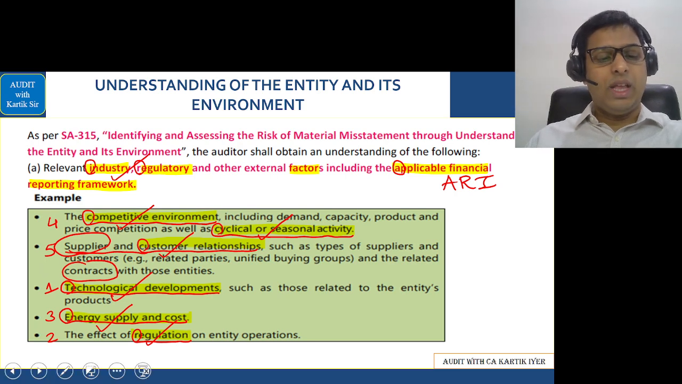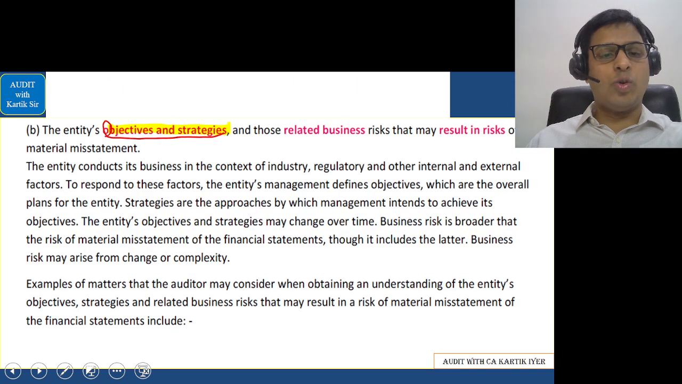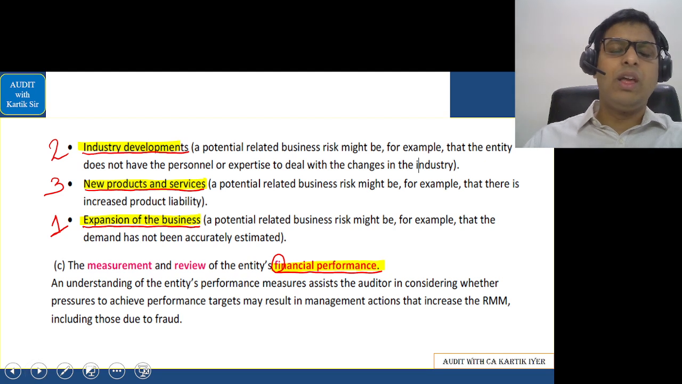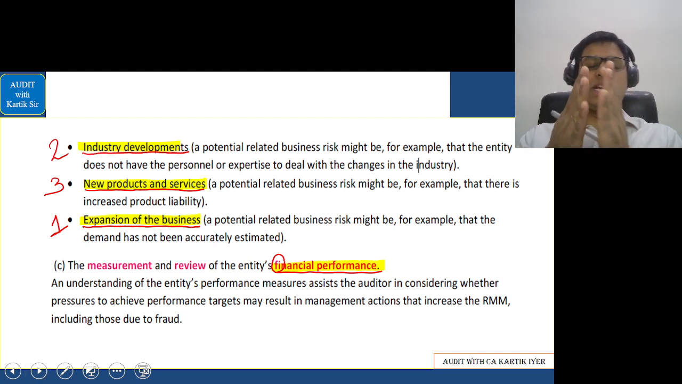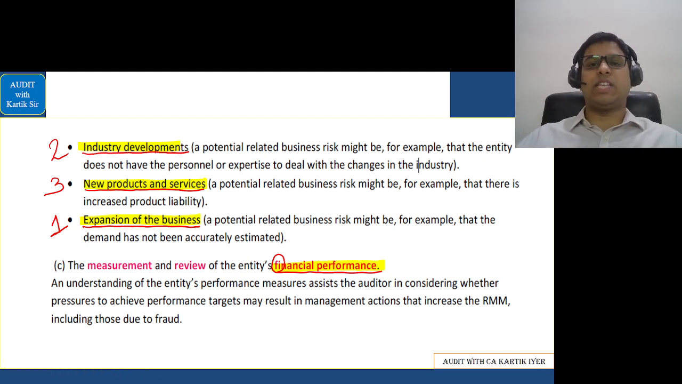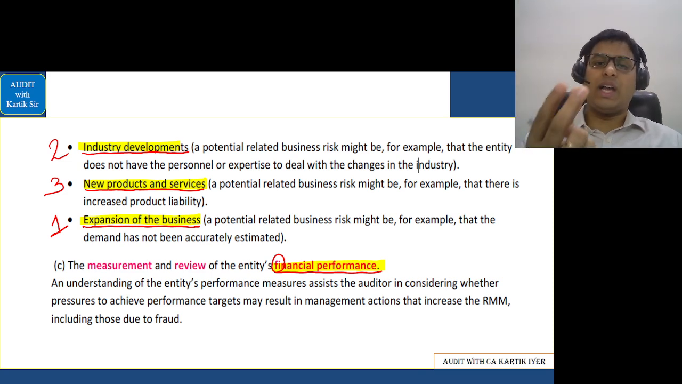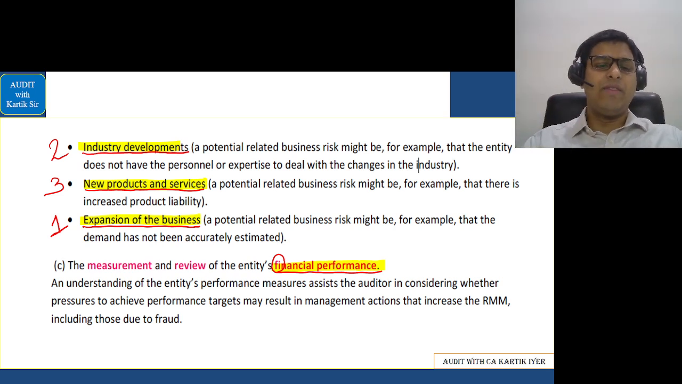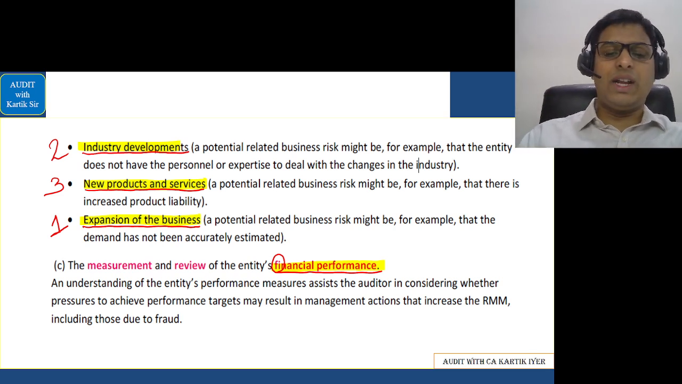Okay. Then after that, we had done the next area, that is your O, that is called objectives and strategies. In that, after explaining this area, we had done a small hand action, that is basically this, that is called business expansion, industry development, and new product. So business expansion, industry development, and new product. Okay, very simple hand action. Then after that, we had done something called as financial performance. So that is this point here.